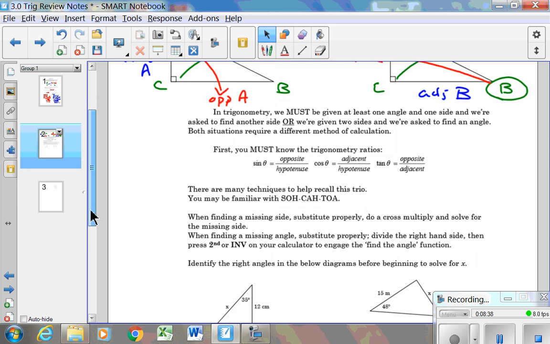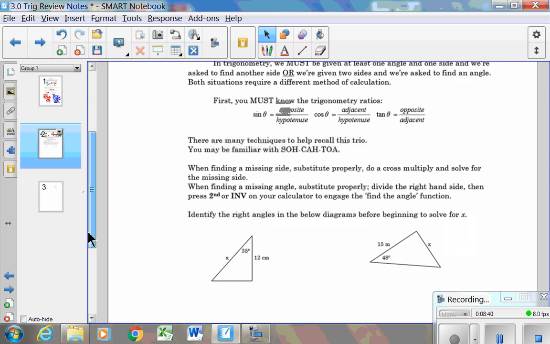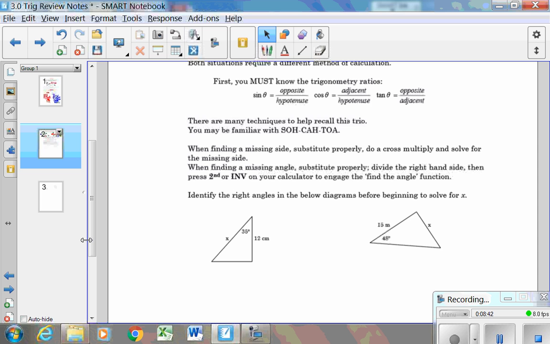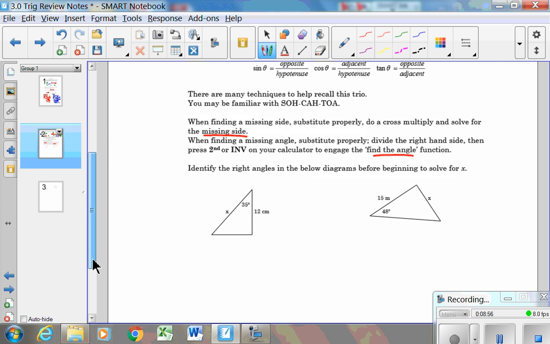Then we have two different skill sets in working with sine, cosine, and tangent. We have the skill set of finding sides, and we have the skill set of finding angles. And our calculators have kind of a forwards and backwards. They have a forwards and reverse. Finding sides is like driving your car forwards. Finding angles is like driving your car backwards.